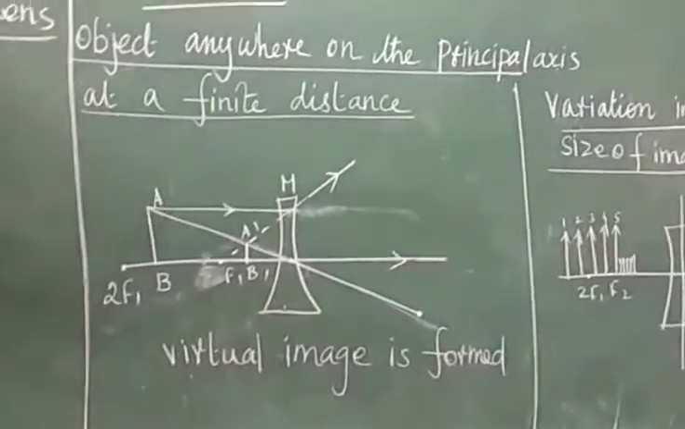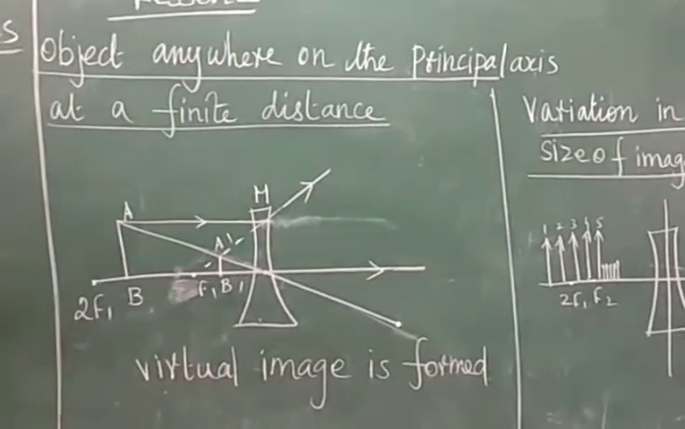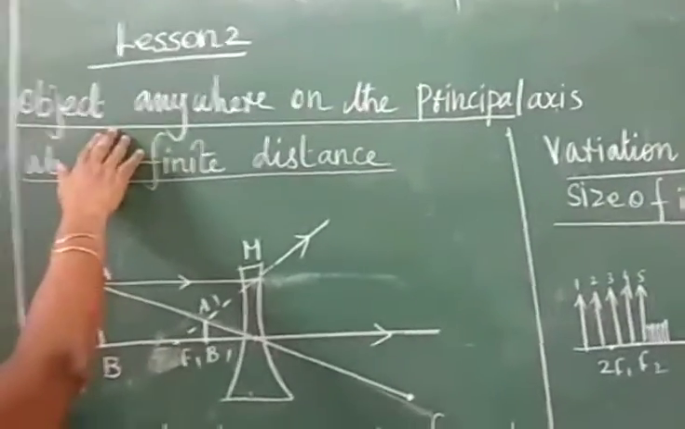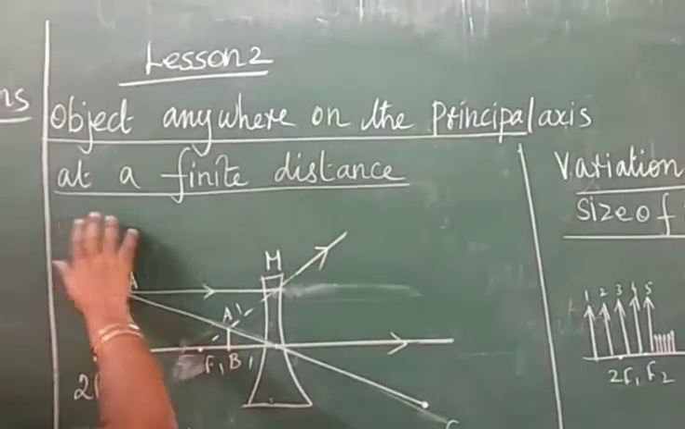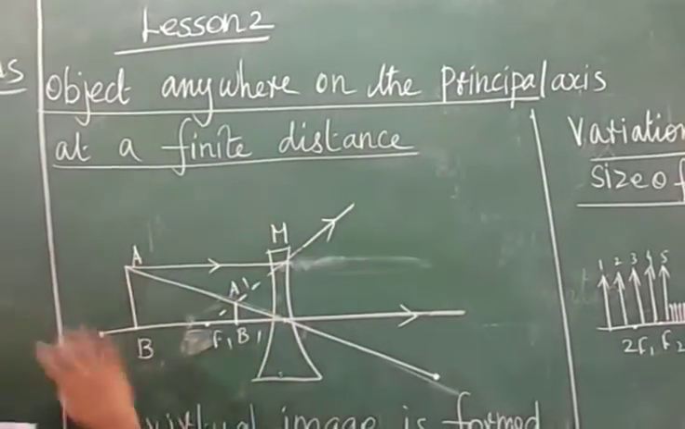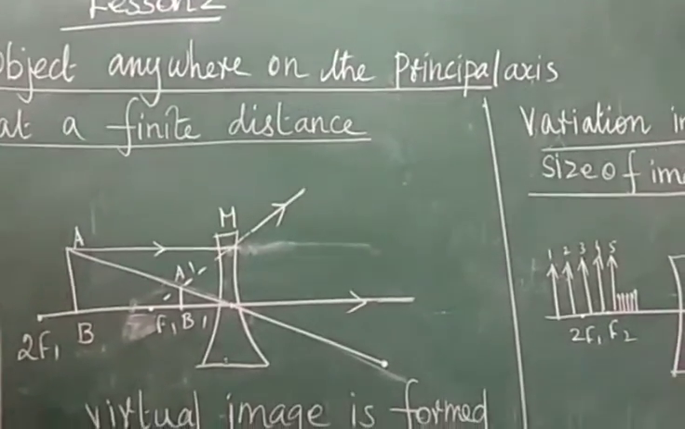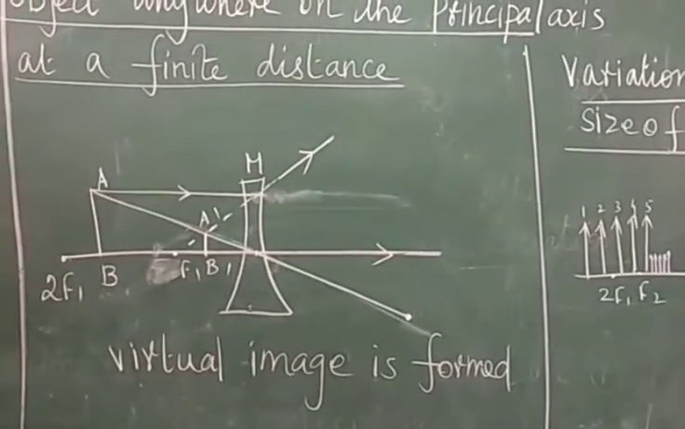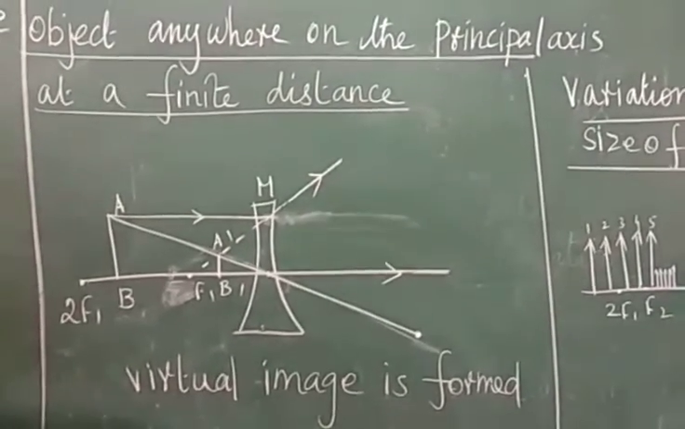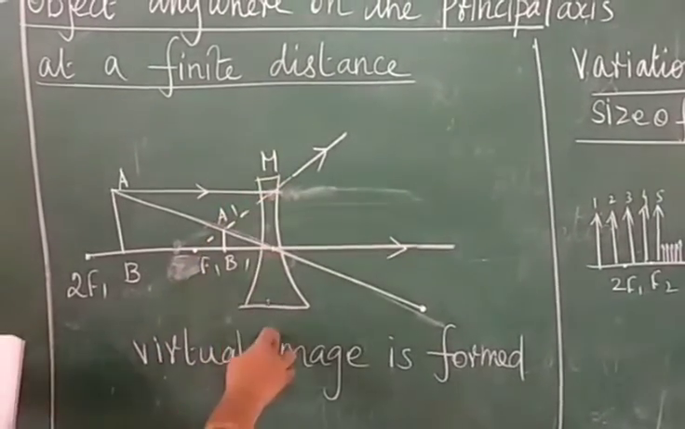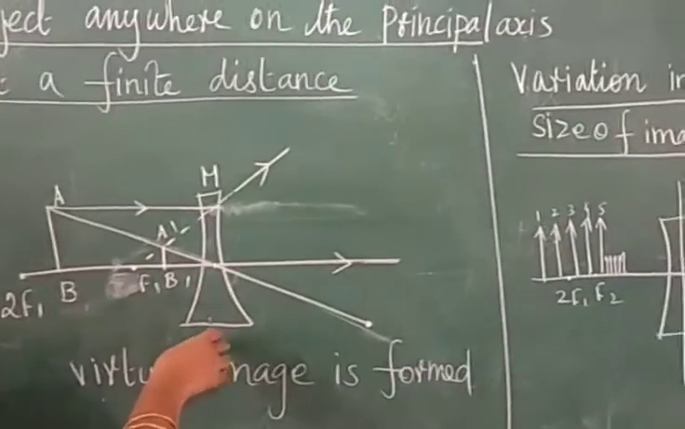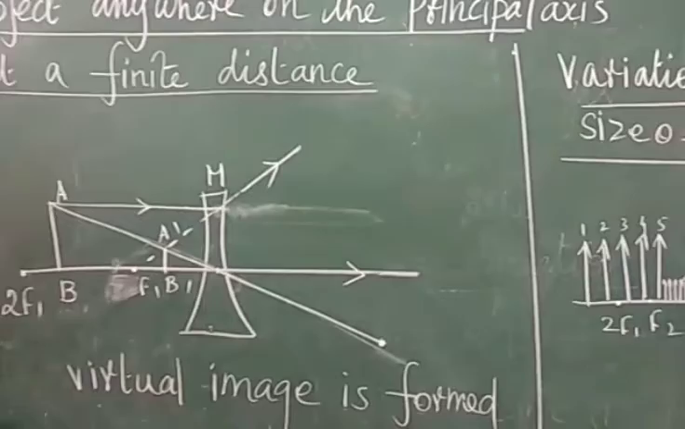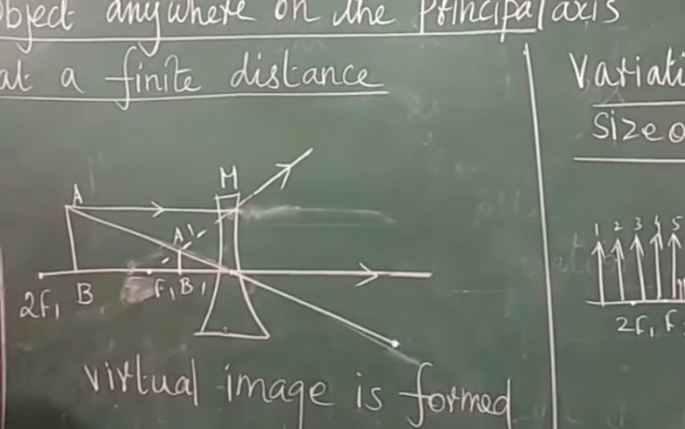When an object is placed at a finite distance from the lens, a virtual image is formed between the optical center and the focus. The object is anywhere on the principal axis at a finite distance. So you see this diagram, we get a virtual image. It is given in your book, page number 22. This is the center of the lens, called the optical center, and this is the focus of the lens. The size of the image is smaller than the object.